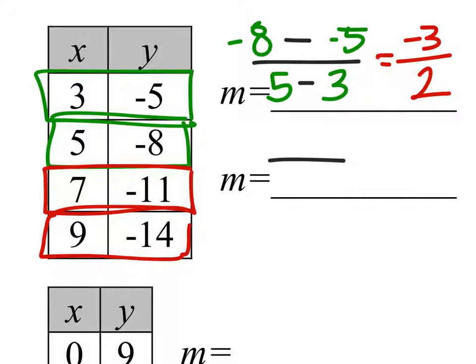Okay. So I'm going to go downwards. So from negative 11 to negative 14. What would I do to negative 11 to get to negative 14? You're going to subtract 3, right? So we're going to make that a negative 3 in the fraction. What about from 7 to 9?